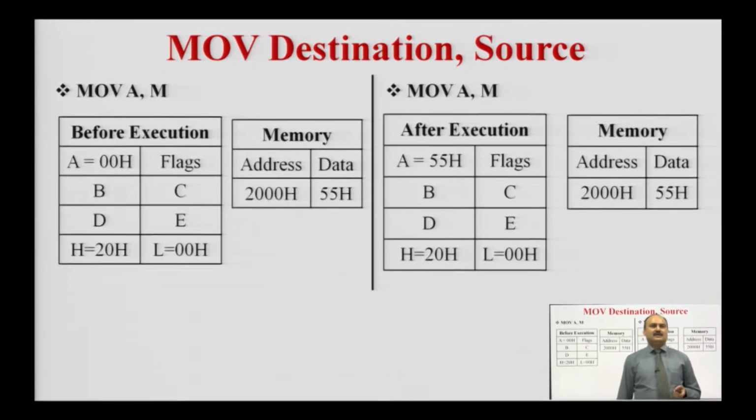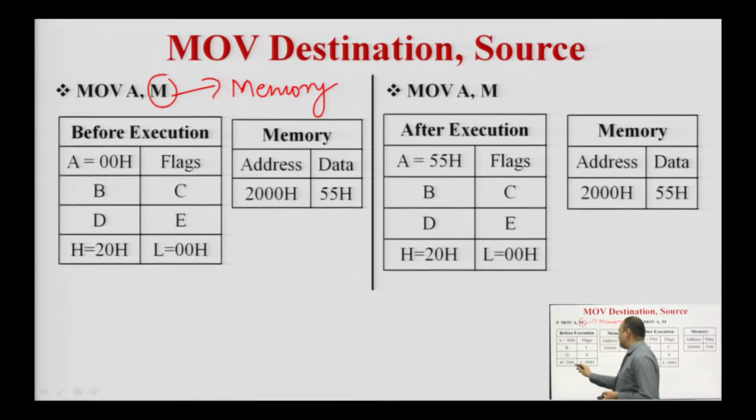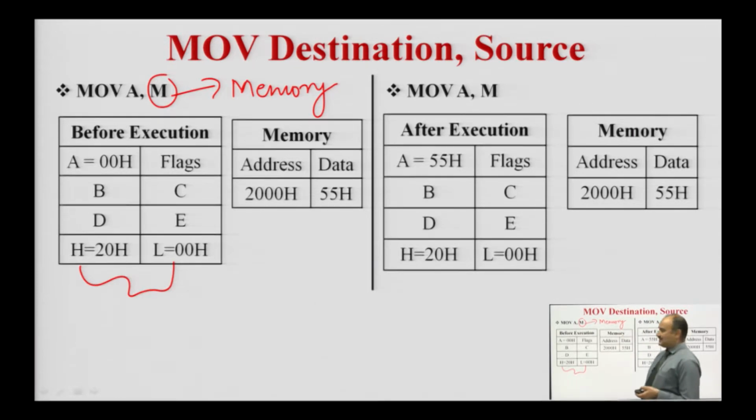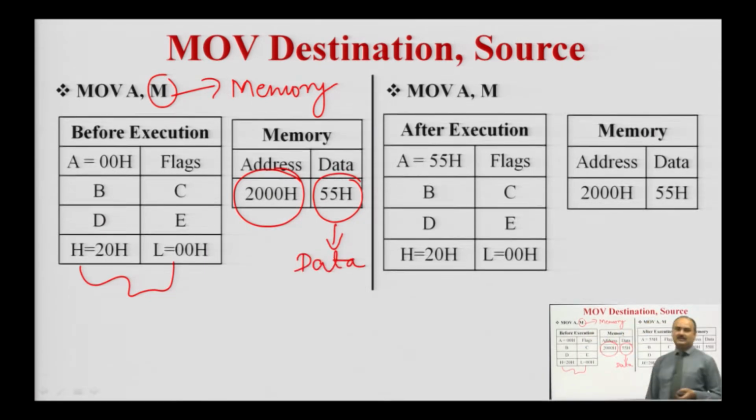Another example is MOV A, M. This M indicates that it is a memory location which acts as the source. The address of this memory is specified by the HL register pair. So, the HL register pair will give the address of the memory. 2000H is the address of the memory where the data is present, which is 55H. 55H is the content of this memory location having address 2000H.